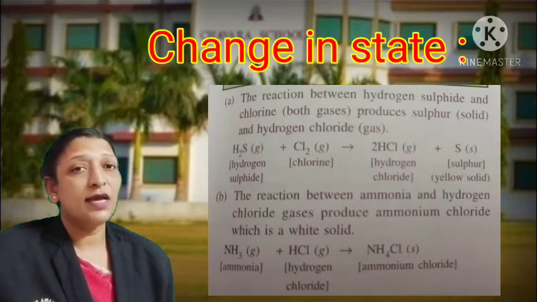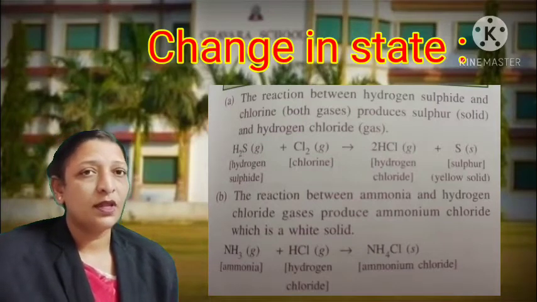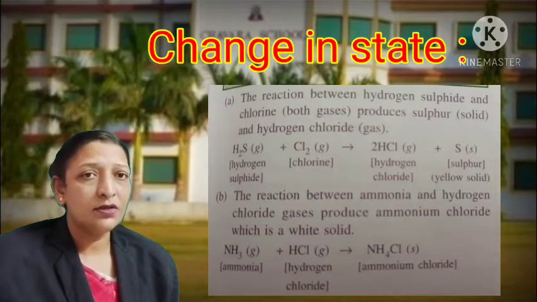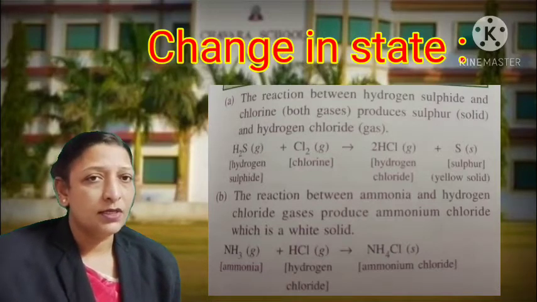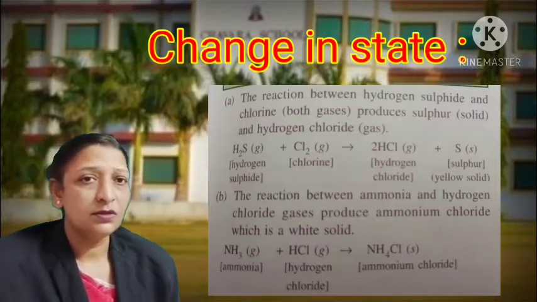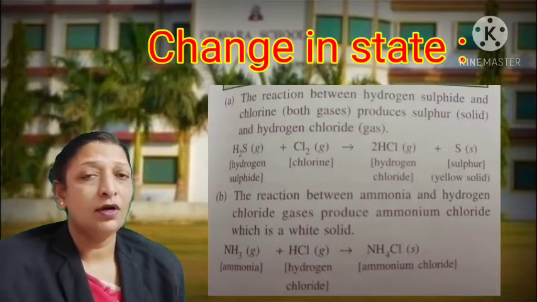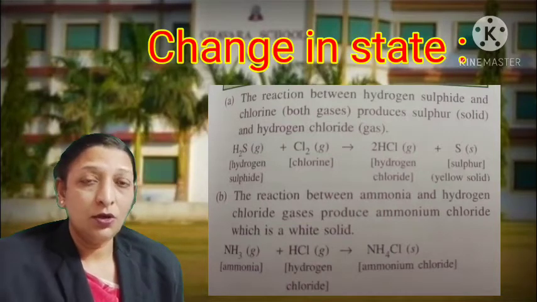Hydrogen sulfide gas reacts with chlorine gas, and after the chemical reaction the products formed are hydrogen chloride fumes, which are in the form of gas, and yellow solid sulfur particles.